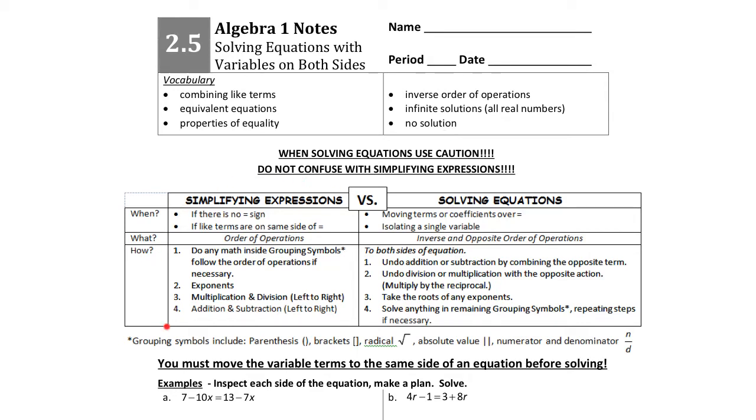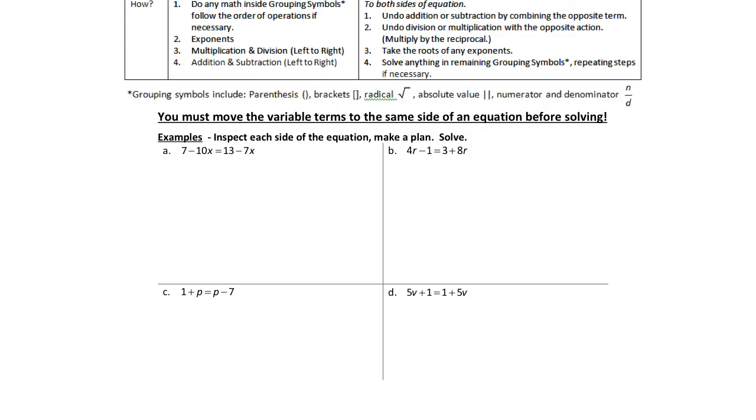You'll see here that we are still following the same steps. Simplifying expressions will actually come into play more in the next lesson, but we need to be able to understand this so that when we solve equations, we do the opposite of everything we've learned about the order of operations. Let's jump into solving some problems here. On our note, it says you must move the variable terms to the same side of an equation before solving. So that's what we're going to look at here.